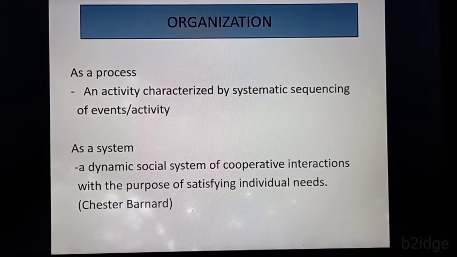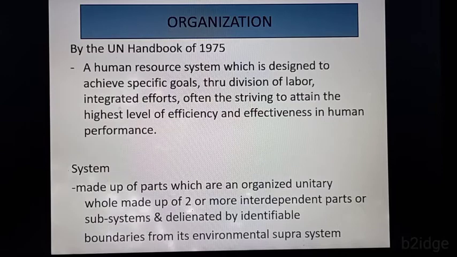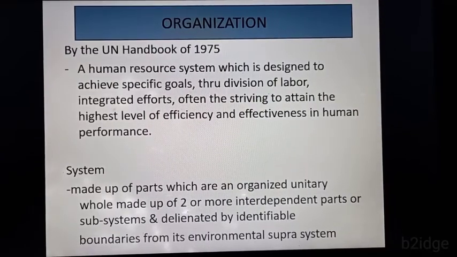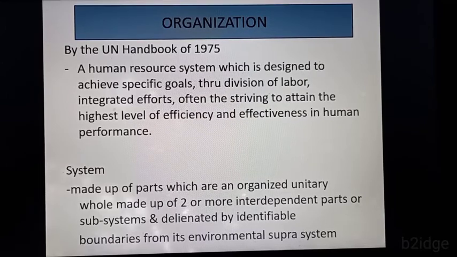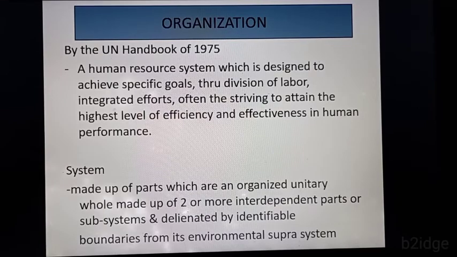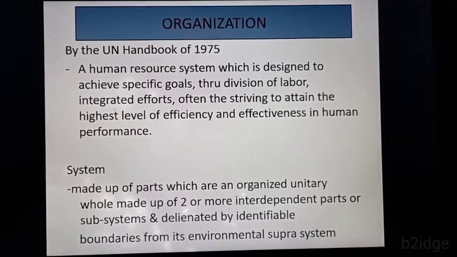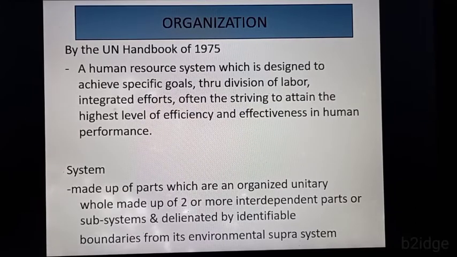Now, as a process, an organization is an activity characterized by systematic sequencing of events or activity. And as a system, an organization is a dynamic social system of cooperative interactions with the purpose of satisfying individual needs. That's according to Chester Barnard. By the UN Handbook of 1975, an organization is a human resource system which is designed to achieve specific goals through division of labor, integrated efforts, often striving to attain the highest level of efficiency and effectiveness in human performance. And as a system, the organization is made up of parts which are an organized unitary whole made up of two or more independent parts or subsystems and delineated by identifiable boundaries from its environmental suprasystem.